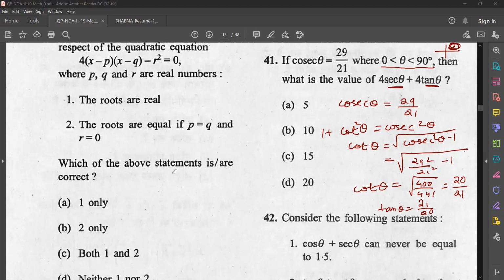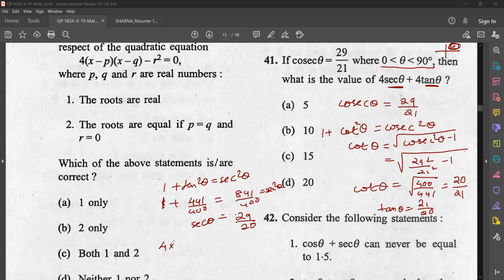But we need sec theta also. What is the relation between tan theta and sec theta? 1 plus tan square theta is equal to sec square theta. So we can write sec square theta is 1 plus tan square theta. Tan square theta means it is 441 by 400. So you will again reach 841 by 400. So that is sec square theta. So you'll get sec theta as 29 by 20. So now it's just substitution.